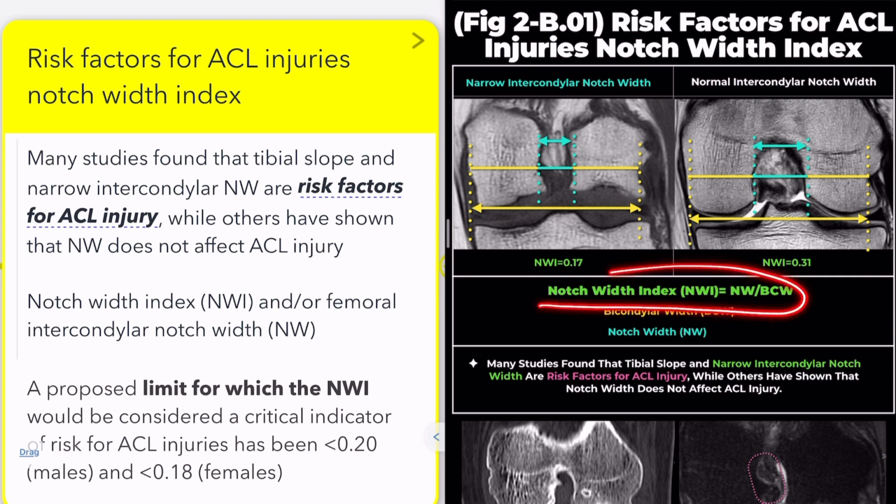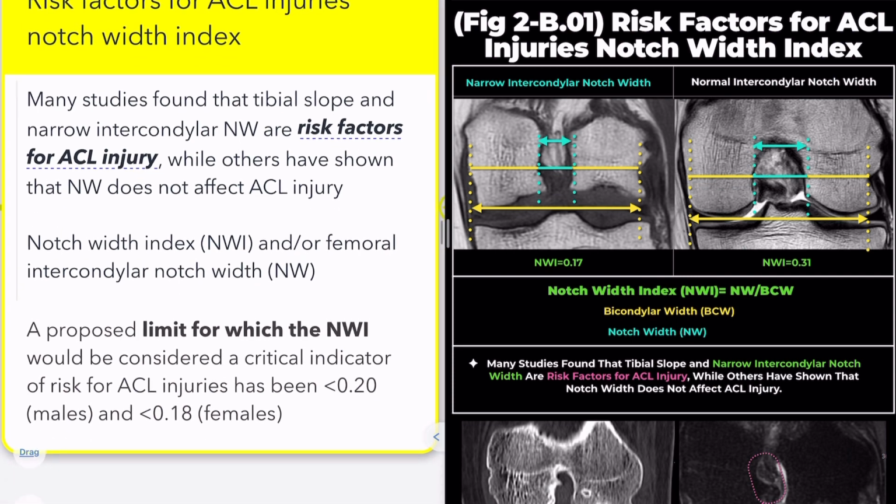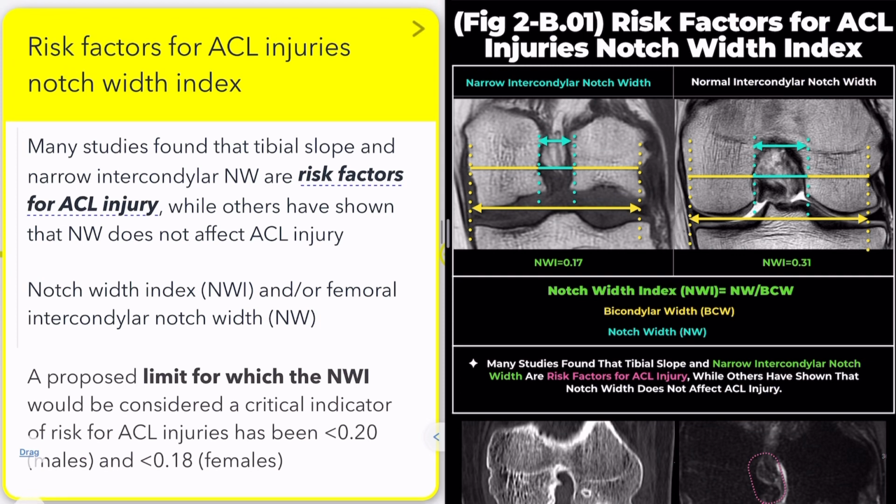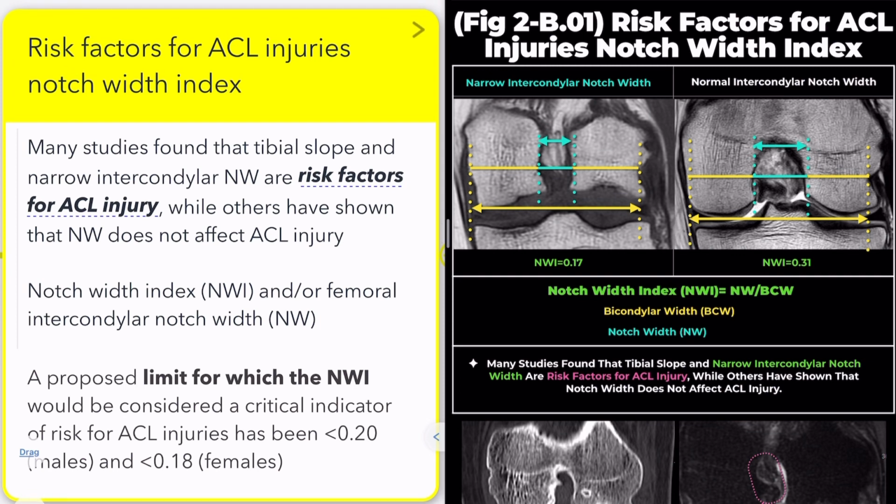The notch width index is calculated by dividing the notch width by the bicondylar width at the level of the popliteal groove. It has been proposed that NWI values below 0.20 for males and below 0.18 for females should indicate a heightened risk for ACL injuries. This ratio helps in assessing the risk of ACL injuries.